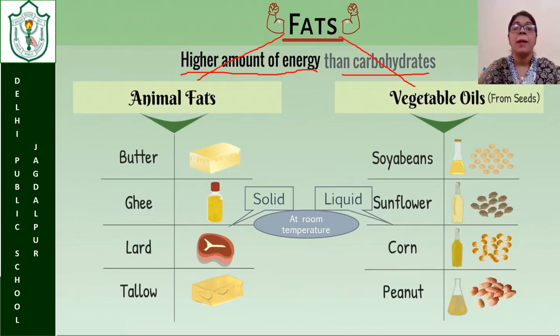Cheese is also solid. But vegetable fats we get from the seeds of vegetables like soya bean, sunflower, peanuts, corn, mustard. We extract oil from those seeds, and that oil contains fat. But what is the difference? The animal fats are solid at room temperature. The liquid fats or vegetable fat is liquid at room temperature. But both are fat giving sources. Okay, understood?